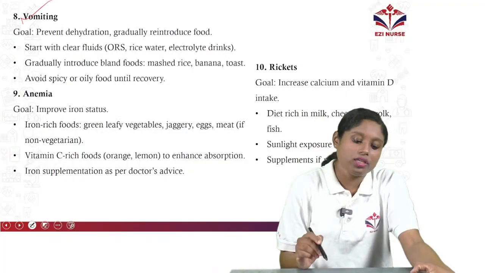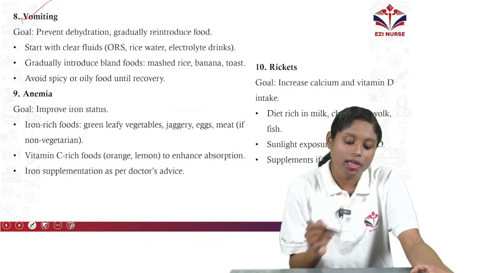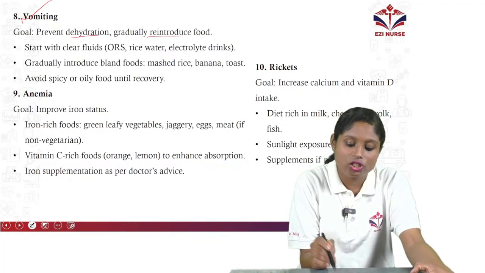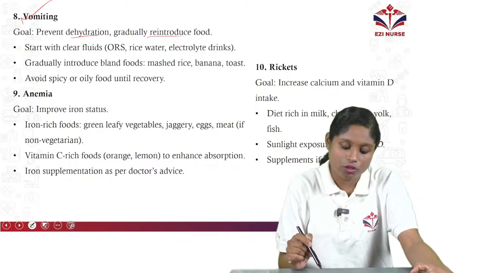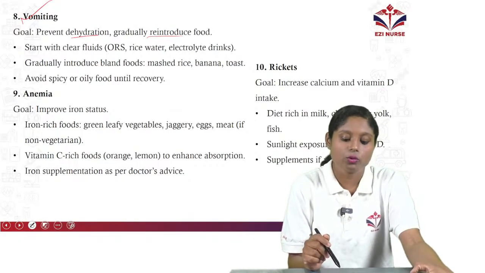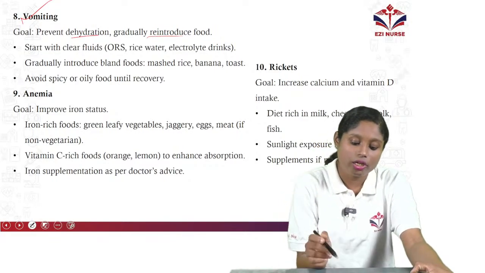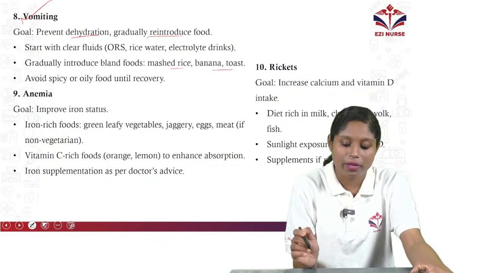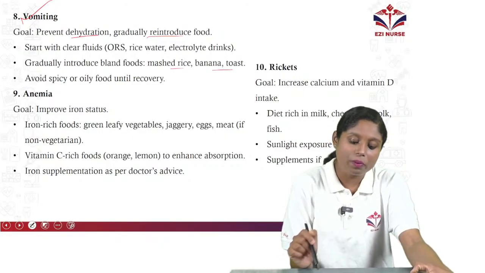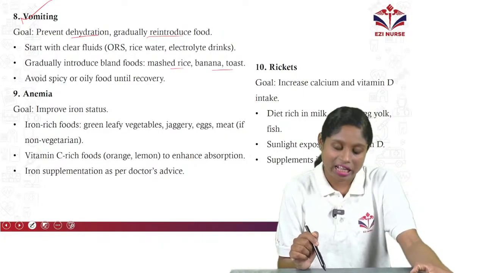Next is vomiting. If the baby is suffering with vomiting, the goal is to prevent dehydration and gradually reintroduce the food. So start with clear fluids like ORS, rice water, electrolyte drinks. Gradually introduce bland foods like mashed rice, banana or toast. Avoid spicy or oily food until recovery.